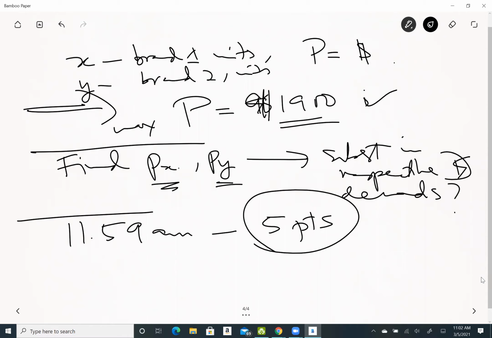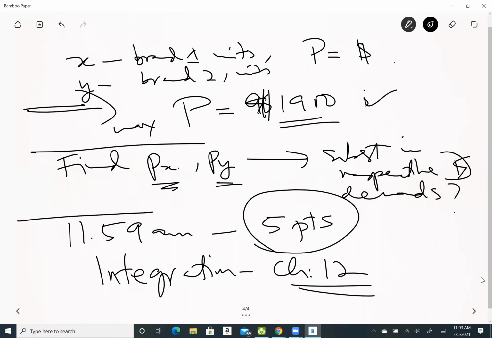So for the rest of the class today, we'll move on to the next topic, that is integration. Integration is chapter number 12. So we are going to do integration. Don't worry about the one that I said to study. We're going to do a new topic, integration, which is chapter number 12. Okay, so go to chapter 12.